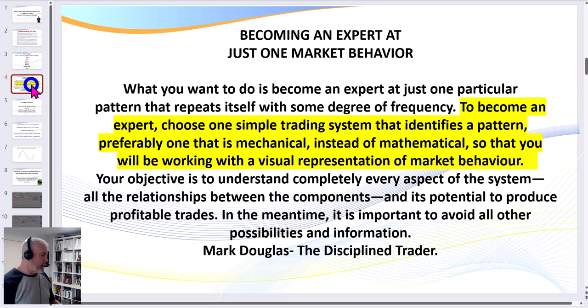So just one thing, what I'm really looking for, I'm looking for patterns in the market. And as Mark Douglas says in his book, I think it was page 273 or something like that, he said to become an expert, find a pattern, not something that's mathematically based, but a pattern that appears on a regular basis. Because as you probably hear me say regularly in my training videos, we humans are very good at recognizing patterns. And so if we see a pattern, we can take action.